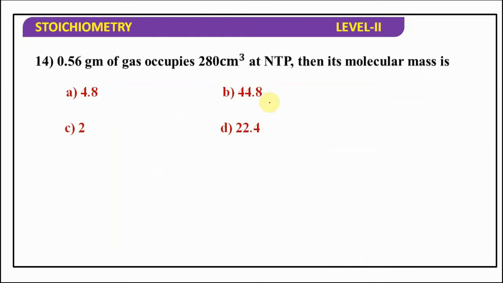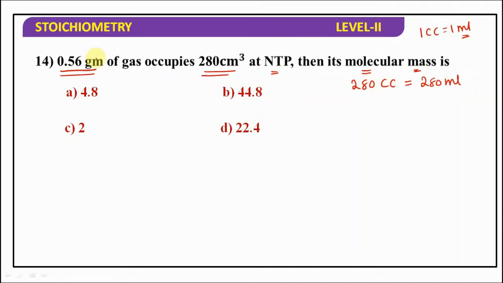Next one we have: 0.56 grams of a gas occupies 280 centimeter cube. 280 centimeter cube is nothing but 280 cc or 280 ml. Why? Because 1 cc is equal to 1 ml at NTP. NTP is nothing but normal temperature and pressure, or STP. Then its molecular mass is? 0.56 gram of a gas occupies 280 cc at NTP. Then they are asking its molecular mass.